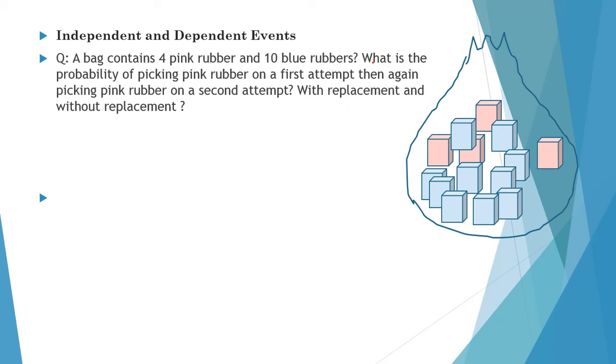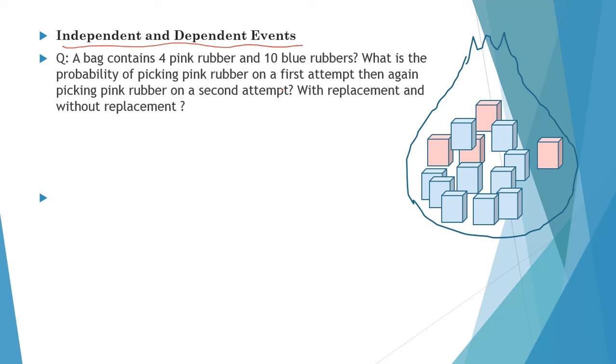A bag contains 4 pink rubbers and 10 blue rubbers. What is the probability of picking pink rubber on a first attempt? Then again picking pink rubber on a second attempt, with replacement and without replacement. Let's differentiate between independent and dependent events with this example.